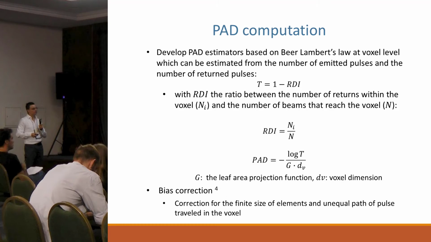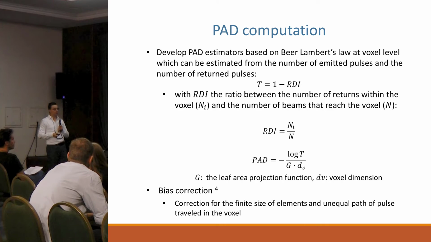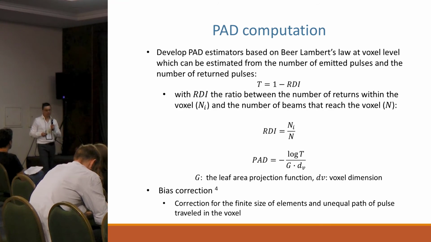And then you invert the Poisson law to get the PAD using the Fourier projection function, the loss function, and the dV, which is the voxel dimension. If I remember correctly, G was pretty much assumed spherical for coniferous, and the other, I can't remember. There is also bias correction for the finite size of elements and unequal path of pulses traveled in the voxel.